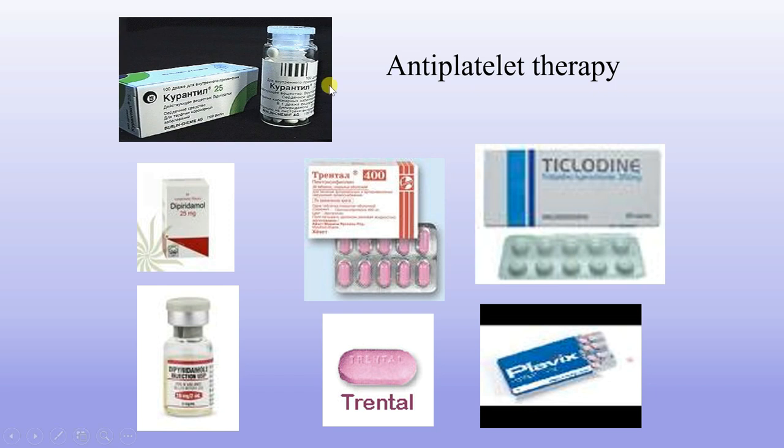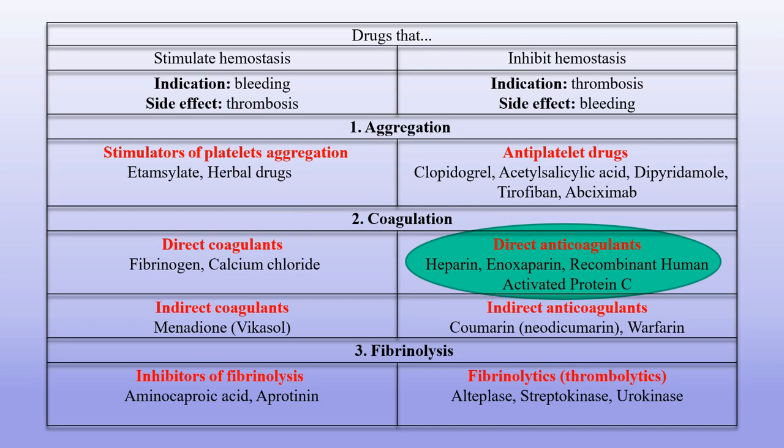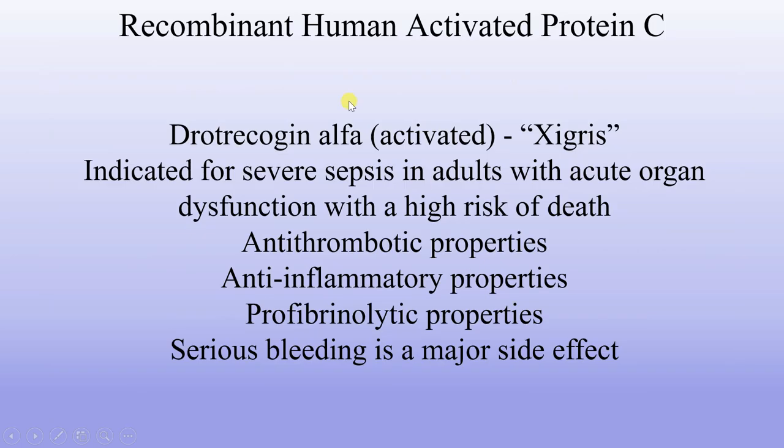And here you can see some pictures of these drugs. And the next part of our lecture is direct anticoagulants. These are the drugs which you see on the right side: heparin, enoxaparin, recombinant human activated protein C. Recombinant human activated protein C, drotrecogin alfa activated, trade name Xigris.